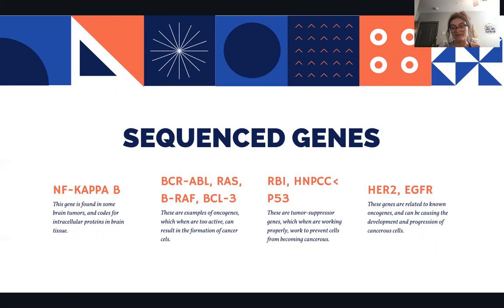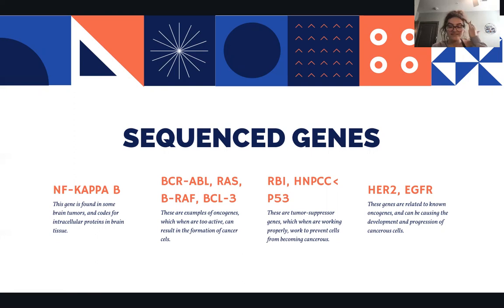Okay, next, here's a few genes that kind of go along with the same thing: BCR, ABL, RAS, BRAF, and BCL3. So these are all examples of oncogenes. When oncogenes are too active, they can result in the formation of cancer cells. So when these genes are mutated and they grow and divide at an unchecked rate, they can cause cancer.